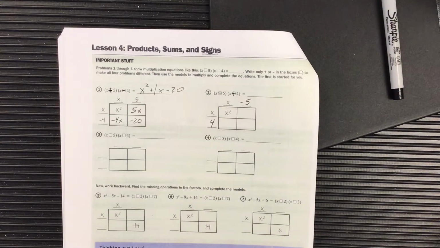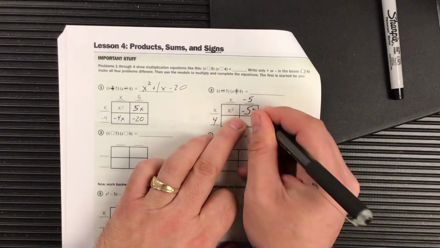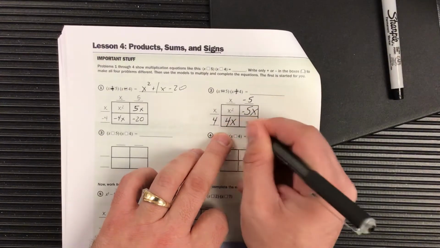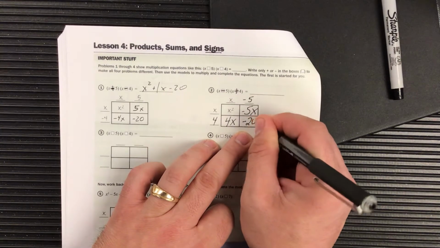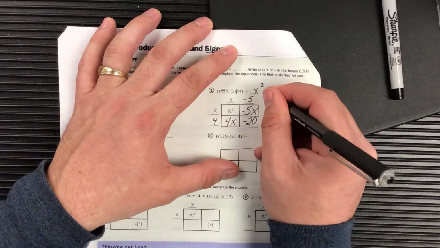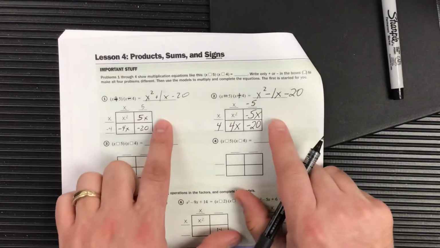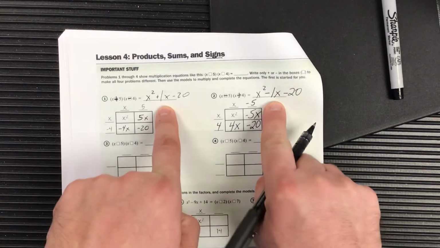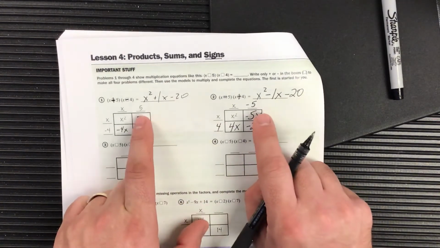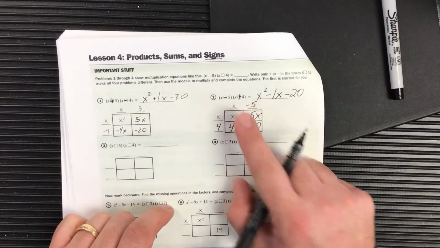Negative 5x. 4x. Negative 20. Answer: x squared plus... we need negative 1. All right, so look what changes here. The only thing that changes was the middle. Positive x here because the positive was bigger. Negative x here because the negative is bigger.